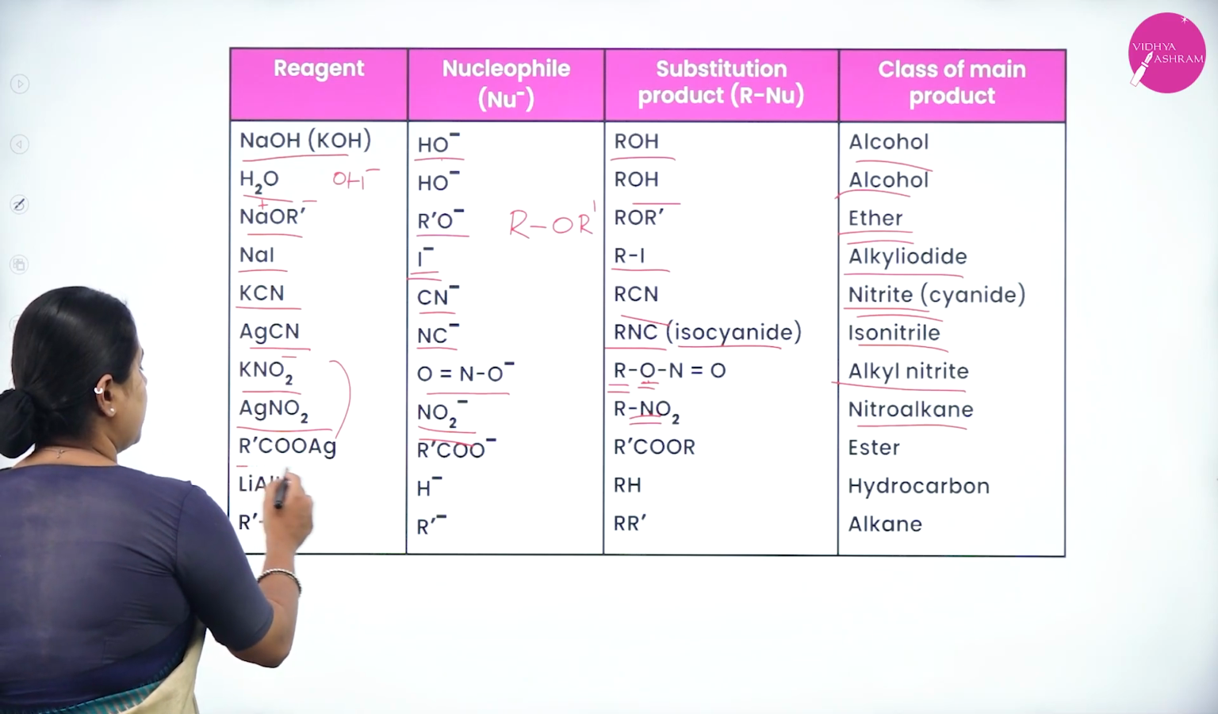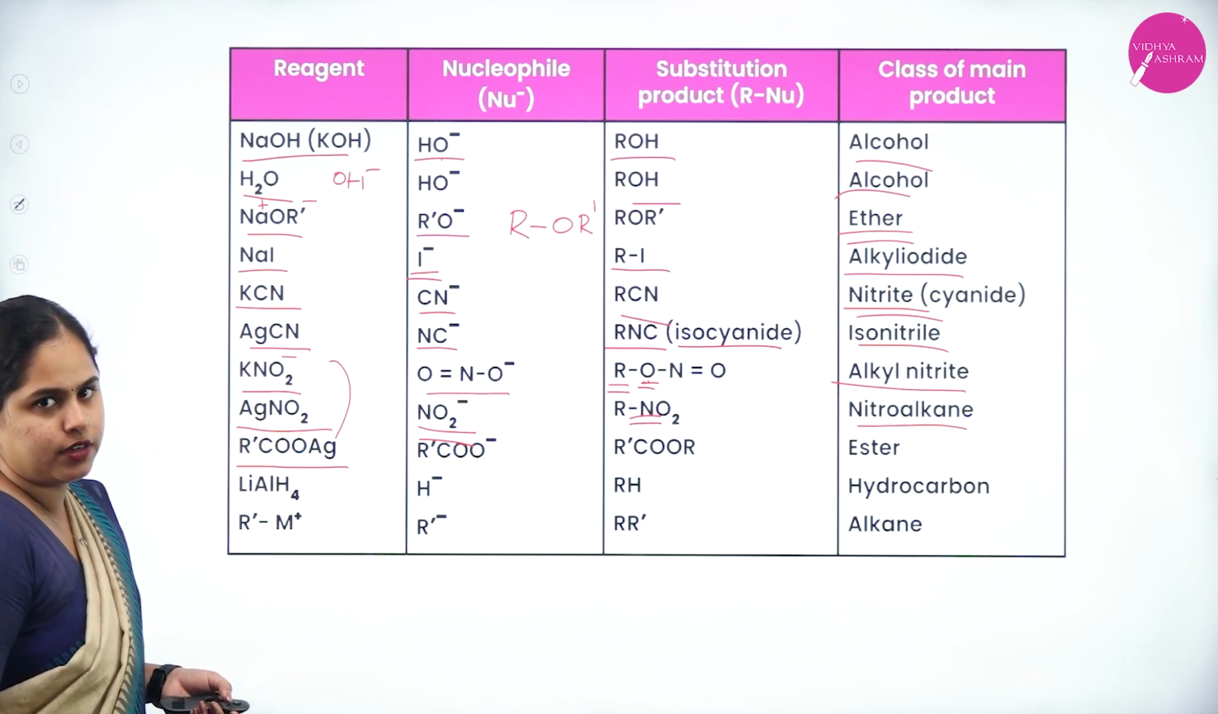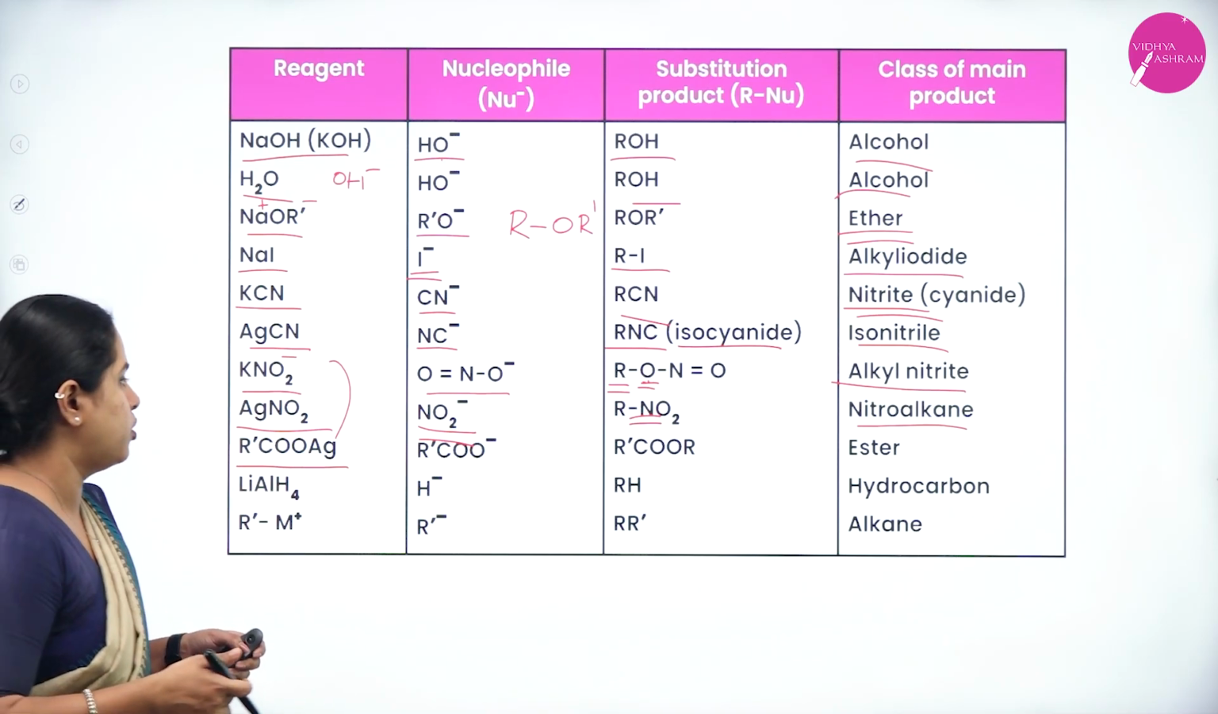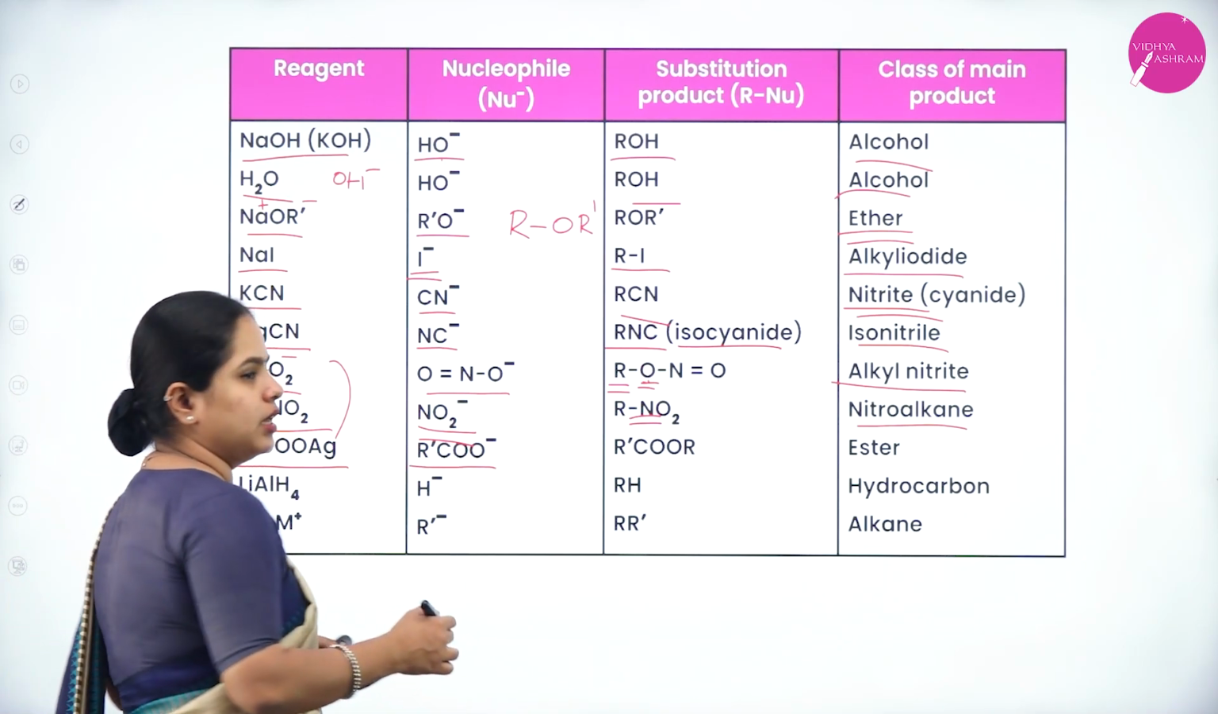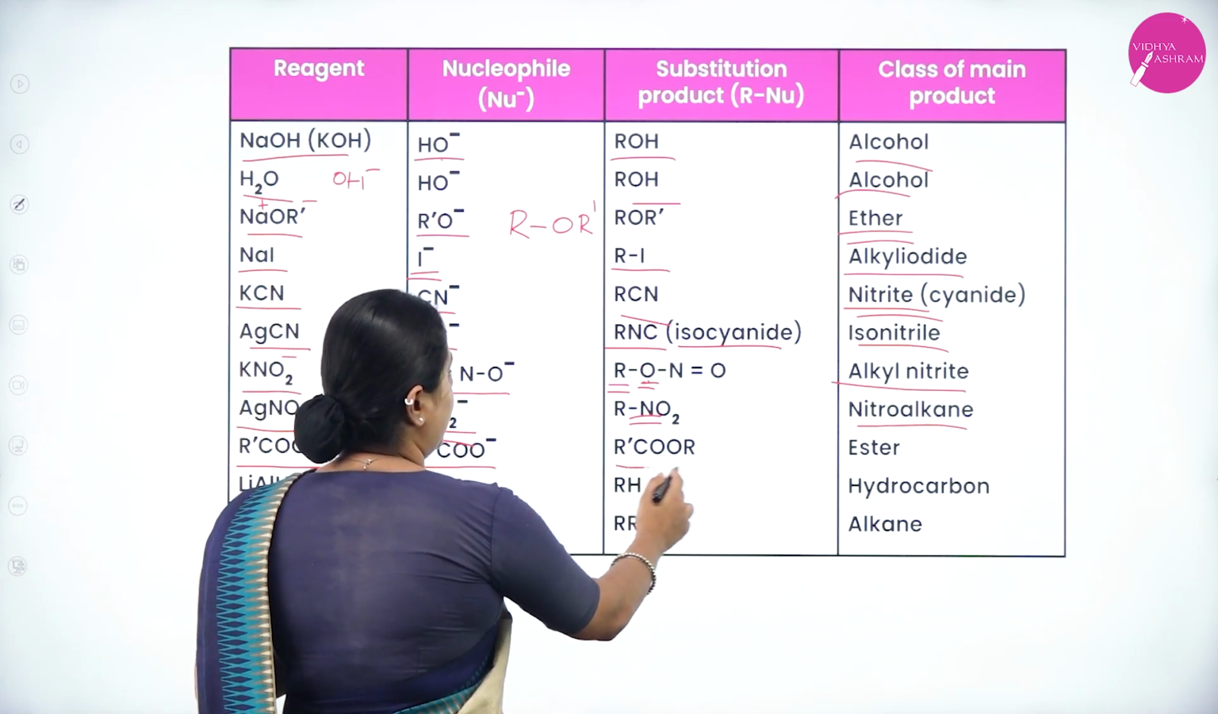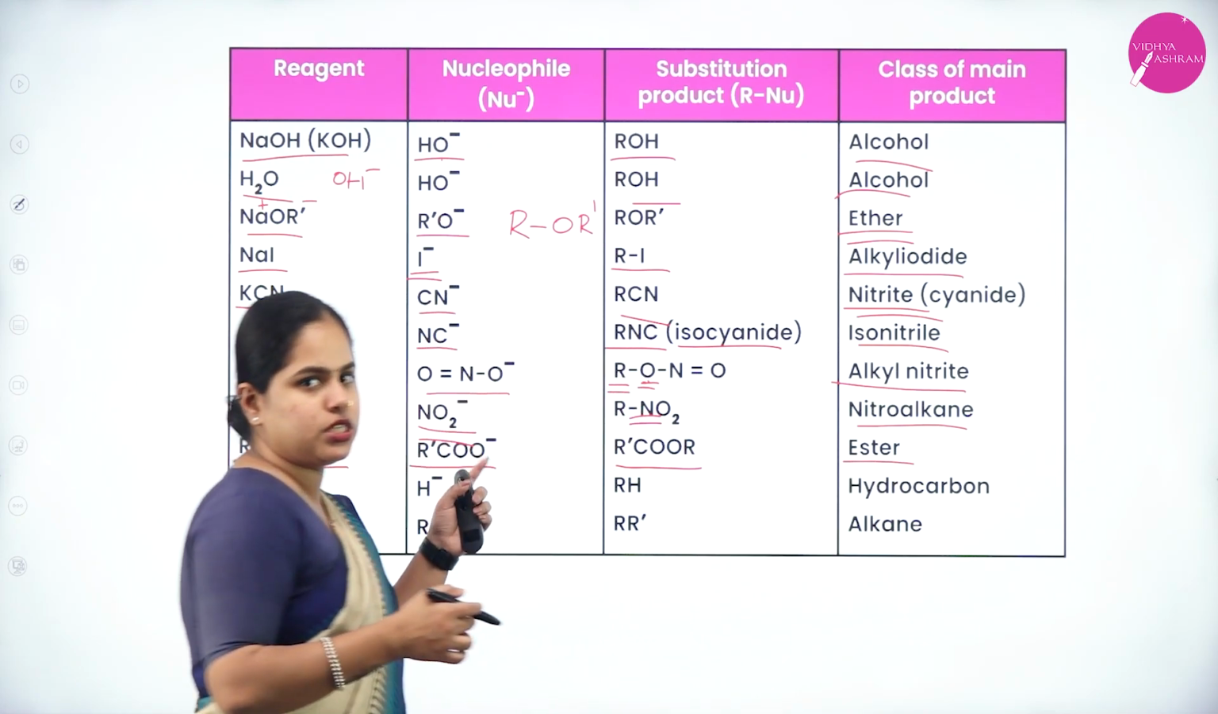Next one is RCOOAg. This also we have discussed. Silver salt of carboxylic acid. RCOO minus is the nucleophile here. So you get RCOOR, which is an ester. We have just discussed this now.